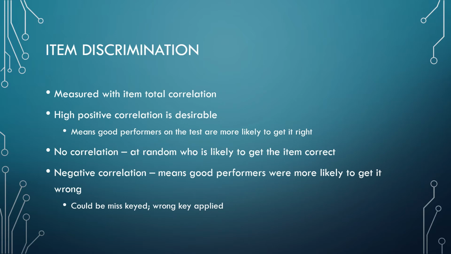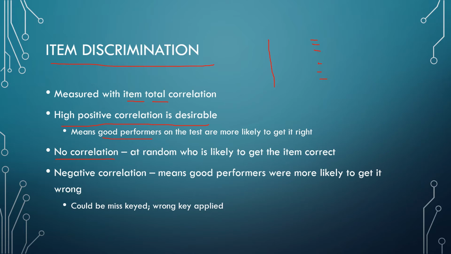The next concept is item discrimination. That's measured with item-total correlation. We would correlate a test question with the test total, and a high positive correlation is desirable. This means that good performers on the test are more likely to get the question right, and that's the behavior you would expect from a test question.